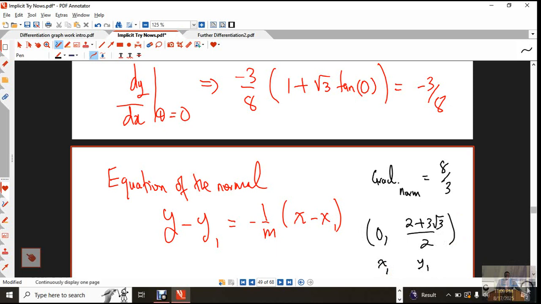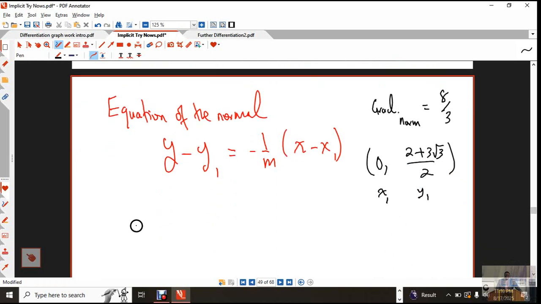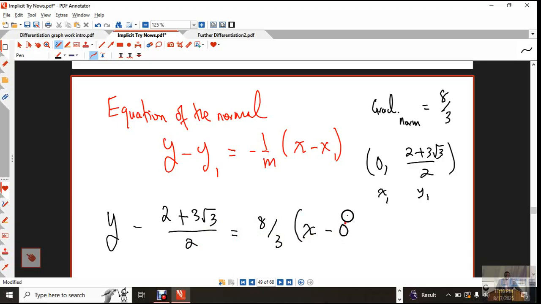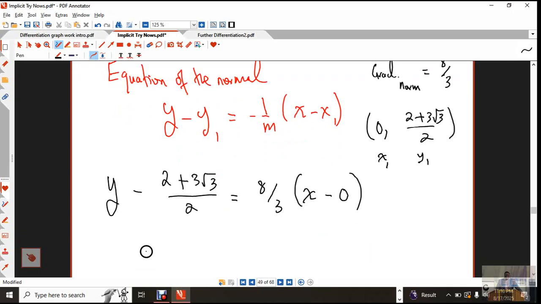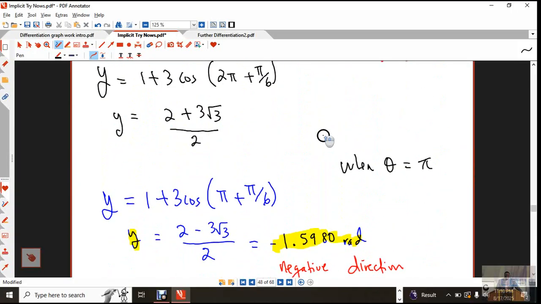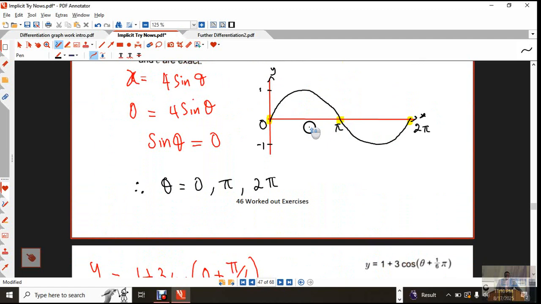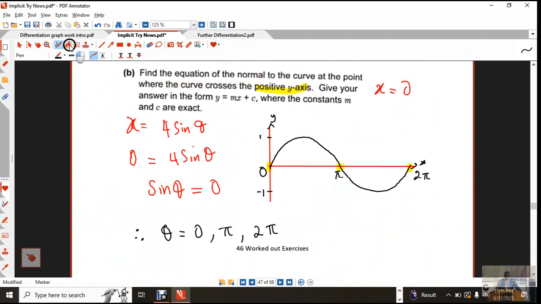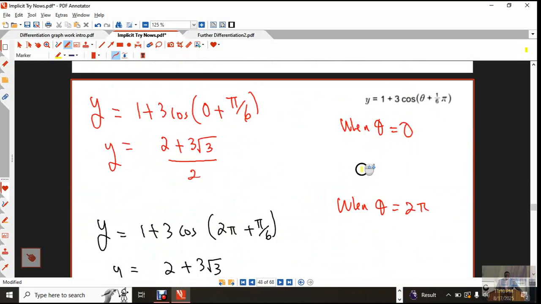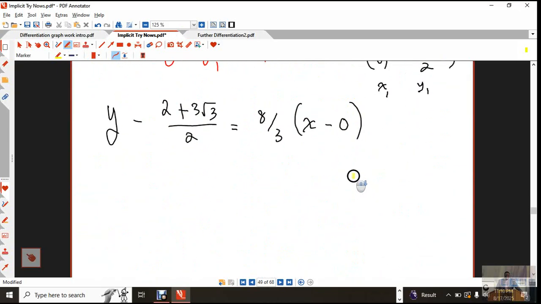So it's just a matter of plugging in, and then we have y minus 2 plus 3 root 3 over 2 equals our gradient, now 8 upon 3, times x minus our x value, which was 0. Okay, technically that is the answer. You can continue to clean it up, but the question said you must leave your answer in the form y equals mx plus c, if I'm not mistaken. Yes, it says leave your answer in the form y equals mx plus c. So we are not done with this question. Let's just go ahead and clean it up.